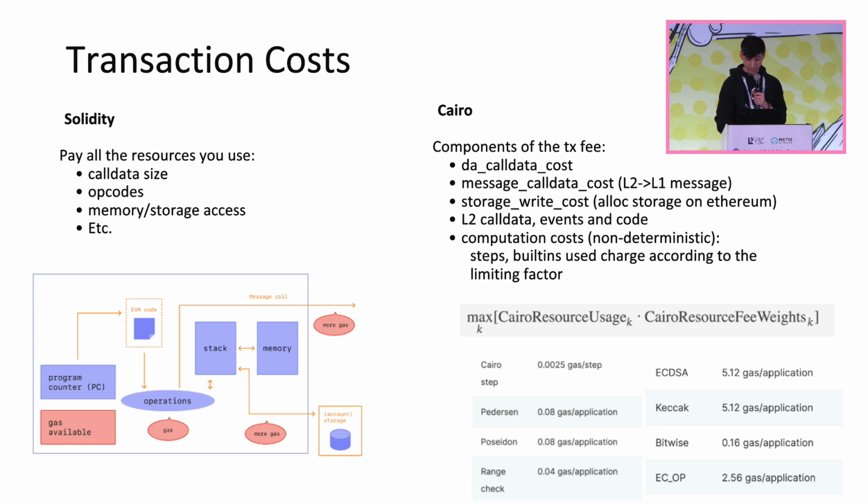And there is computation cost, of course, which is non-deterministic because it depends on the amount of built-ins used in the same block. I will not go too deep into this because it gets quite intricate, but I recommend you look up the gas estimating docs.